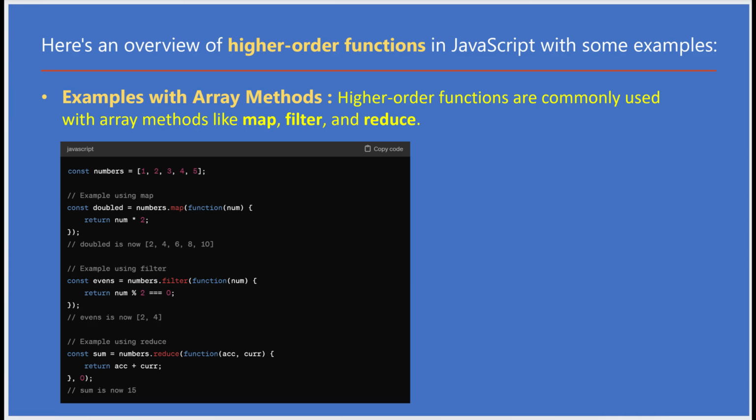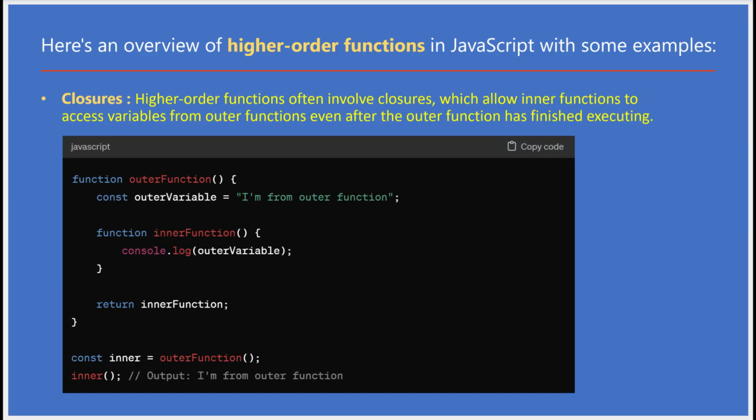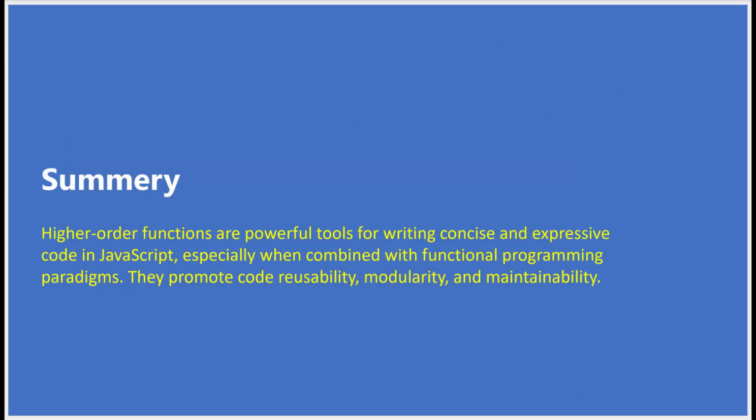Output. Finally, a key concept to understand in the context of higher-order functions is closures. Closures allow inner functions to access variables from outer functions even after the outer function has finished executing. In the given example, the inner function accesses the outer variable from the outer function even after outerFunction has completed its execution.